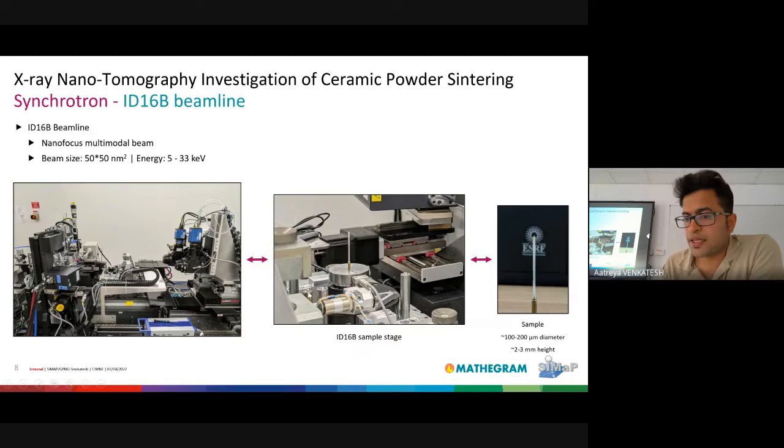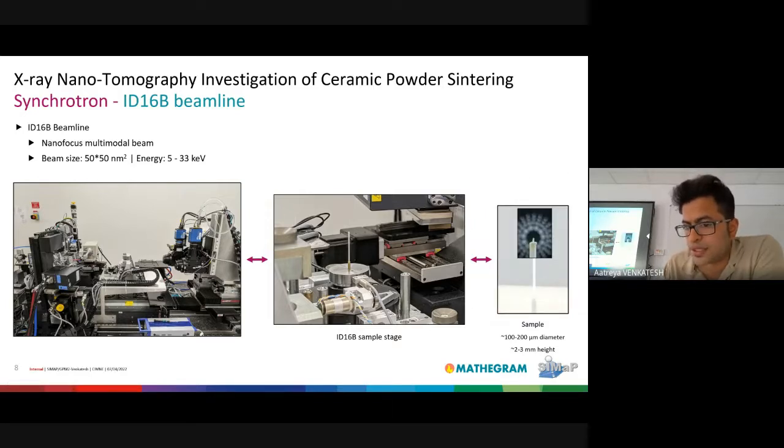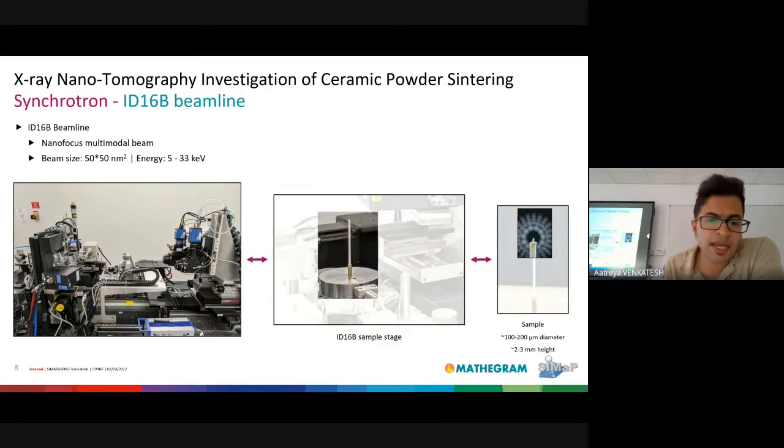As I said earlier, we break the sintered samples into tiny fragments, extremely tiny, to the order of say 100 micrometer in diameter like this, and around 2 millimeter in height. These tiny samples are then placed on these small, sensitive rotation stages here, and the nano-holotomography experiments are then performed.